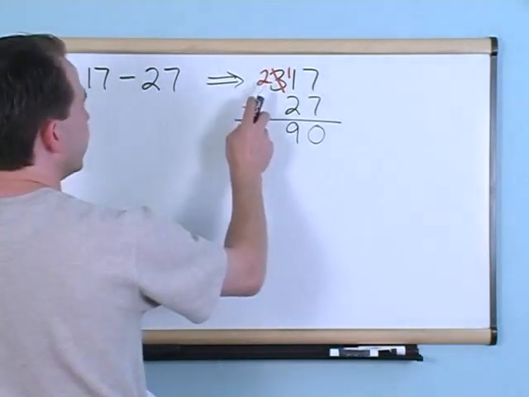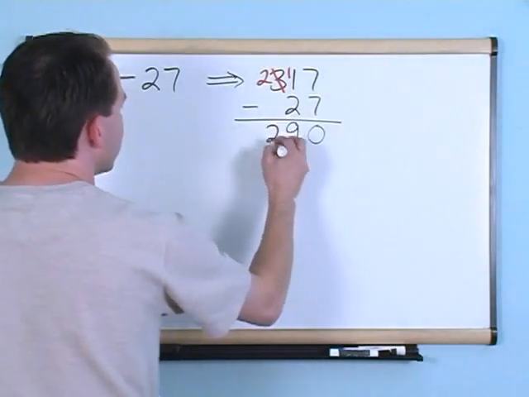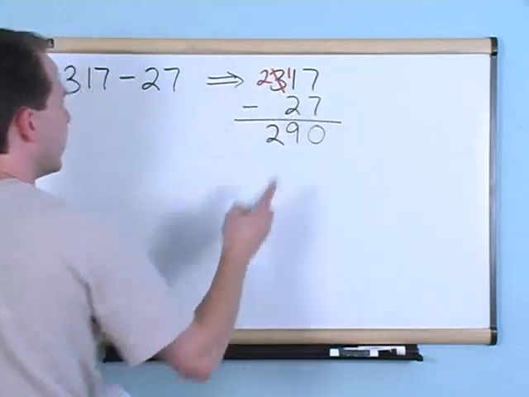And then the only thing left to do is we have this 2 here, subtracting 0 because there's nothing there, so we're going to have a 2. So the answer is going to be 290. So it's the same thing as before. We start on the right and we move left.